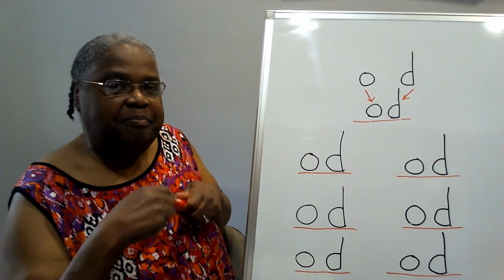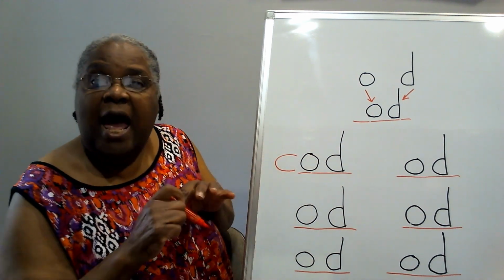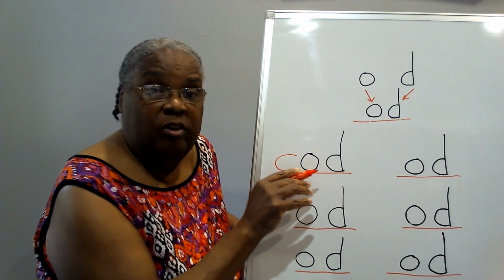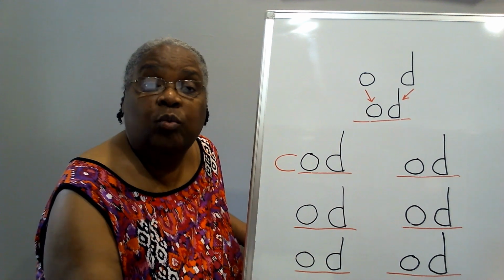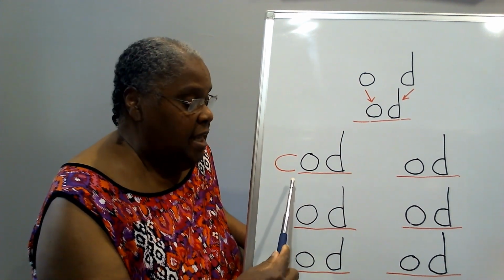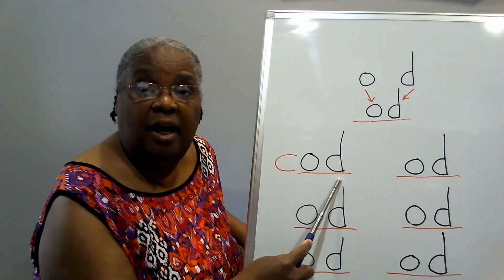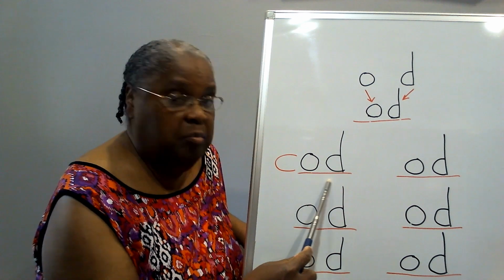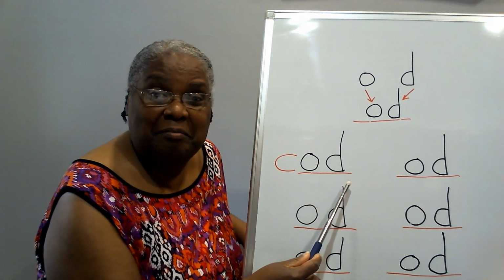When we put the letter C at the beginning of the blend odd, we form the word cod. Let us sound out the word together. Say the C sound, k. Say the sound of the blend, odd. Now say the C sound and the sound of the blend together smoothly, cod.